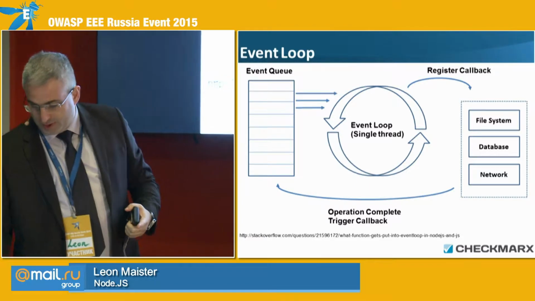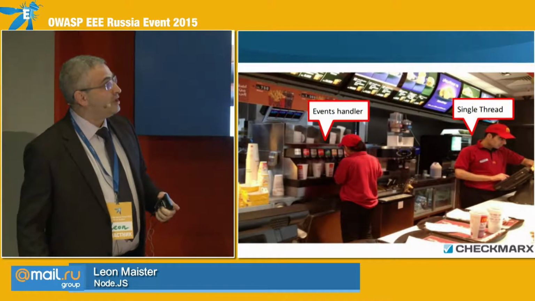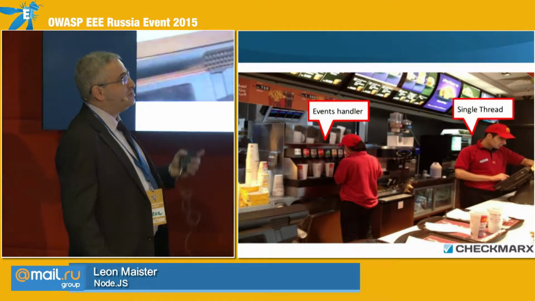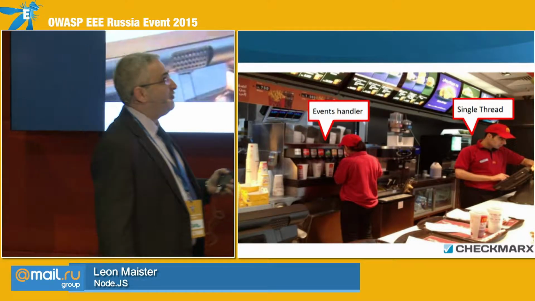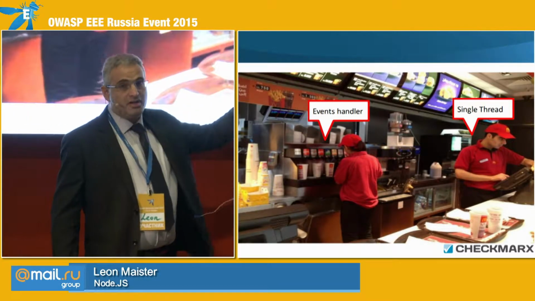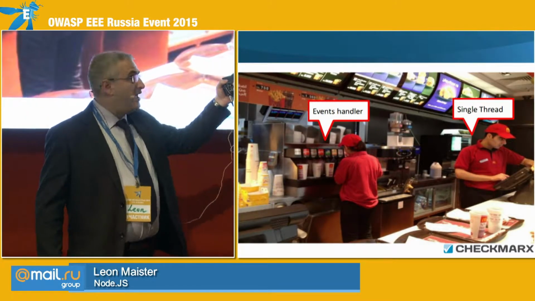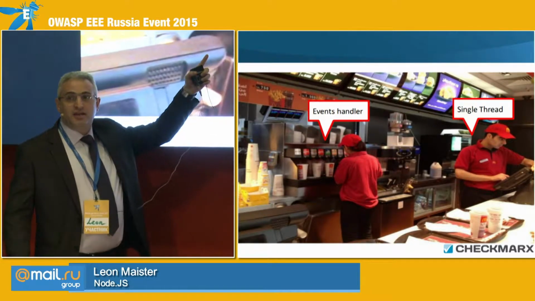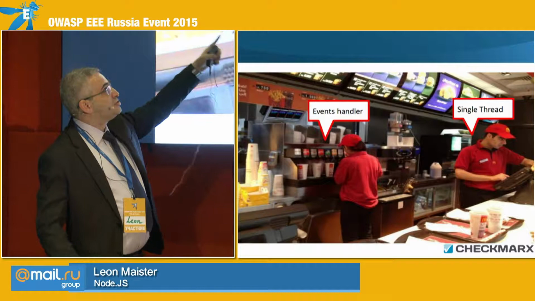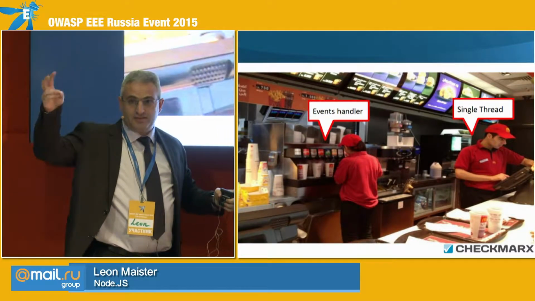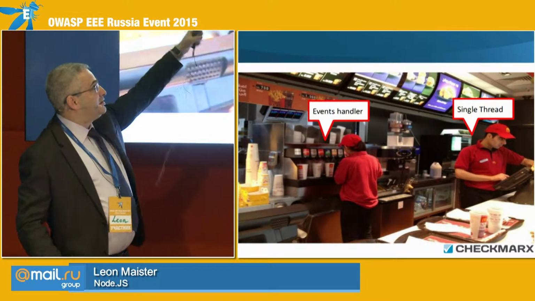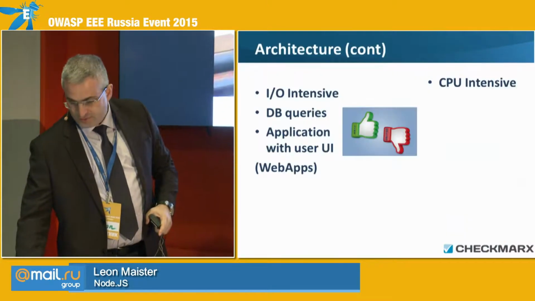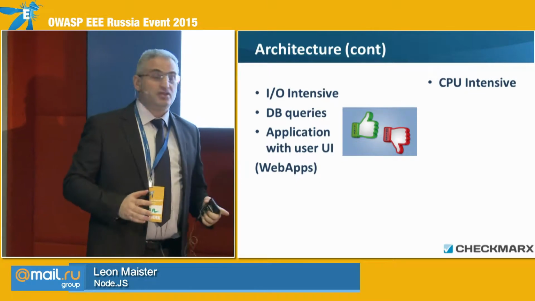So we can present it in a human readable way, like you see in this slide. We have a cacher that receives the orders from the customers one by one and transfers them to the events handler. The events handler can provide some mission to others, database, file system, or network, or take care of it by himself. This approach has a few advantages and disadvantages.